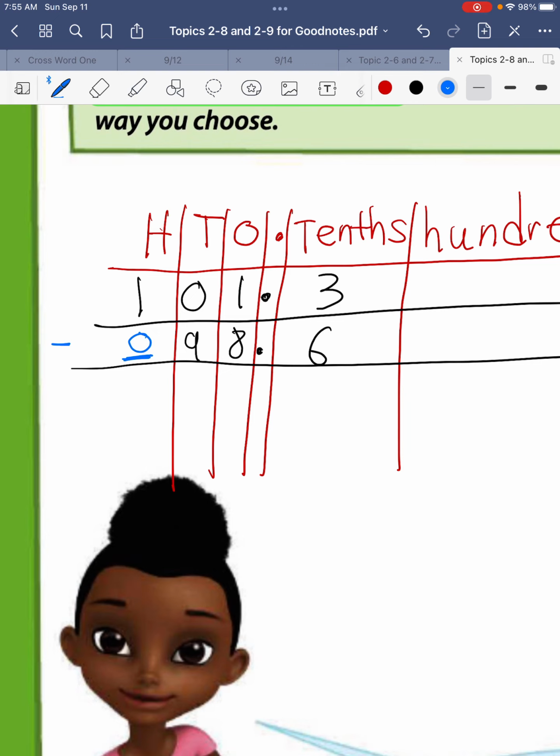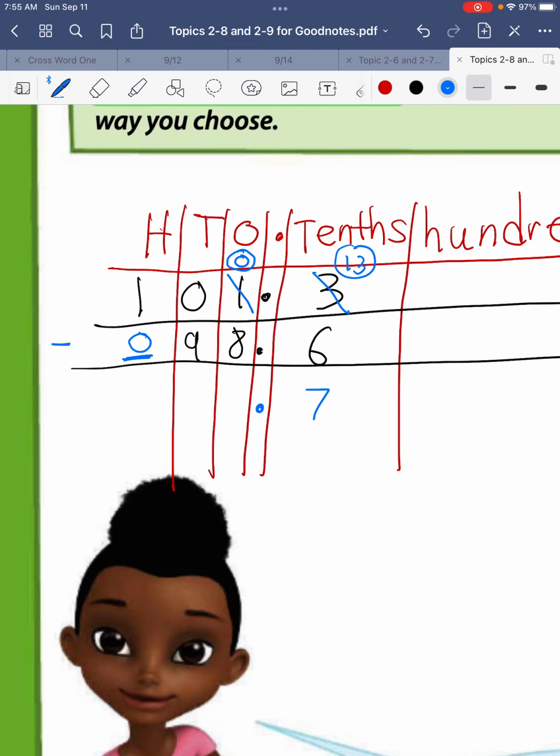I cannot do 3 minus 6. I take away from the 1, it becomes a 0. This 3 becomes a 13. 13 minus 6 is 7. I drop my decimal. I still cannot do 0 minus 8.